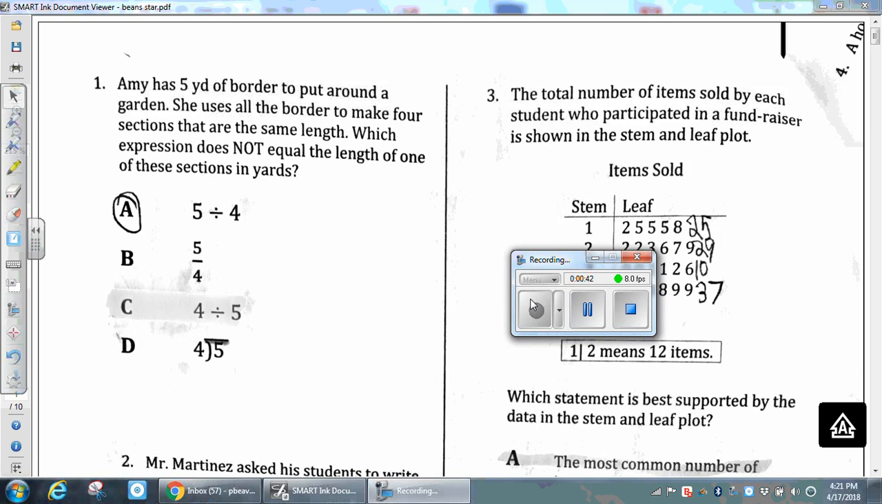So let's go over the questions, and I would like to go over all of them, whether you got them right or wrong, because we don't know if you just got them right by luck. So I'm going to read the first problem.